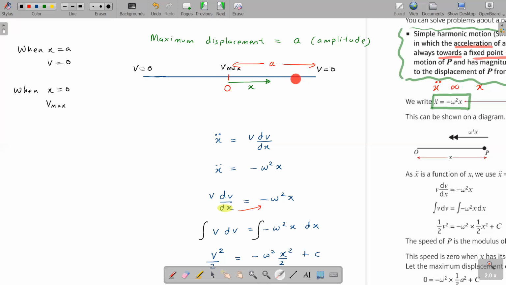It continues to move to the other side, and then it will again start losing speed. So I was all this time talking about the velocity. Now I also want to talk to you about the acceleration. So what about the acceleration?